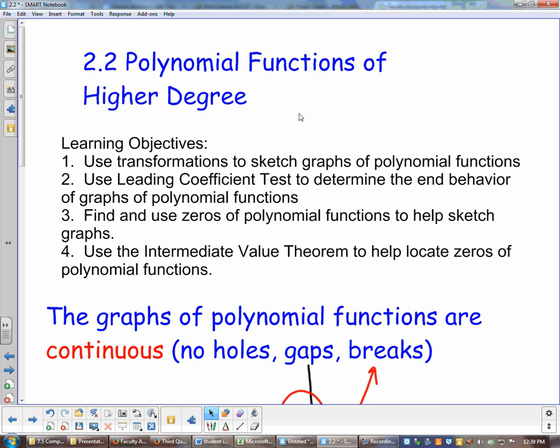Thank you. Use the leading coefficient test to determine the end behavior of the graphs of polynomial functions. Find and use zeros of polynomial functions to help sketch graphs. And use the intermediate value theorem to help locate zeros of polynomial functions.